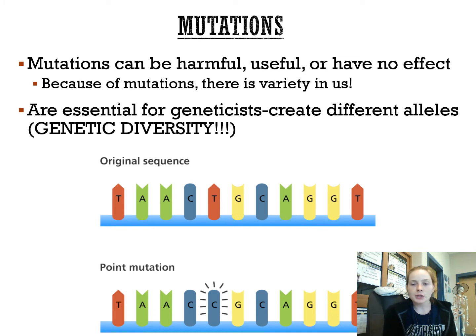So what's important to know about mutations? It's that they're not always negative. A lot of the time people think mutations are just negative. That's not true. They can be positive and they can be neutral. And most of the time they actually are neutral. You have about 10 mutations in your DNA right now, and they're most likely neutral.